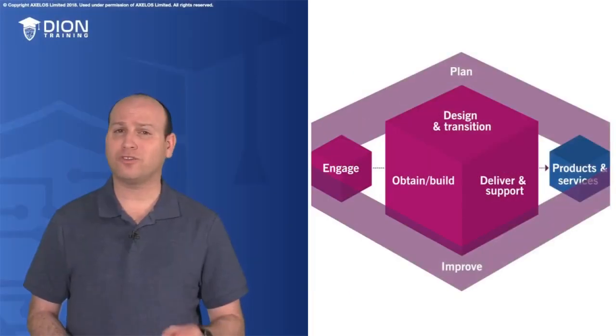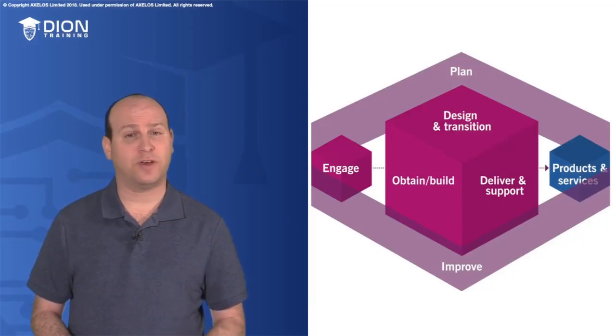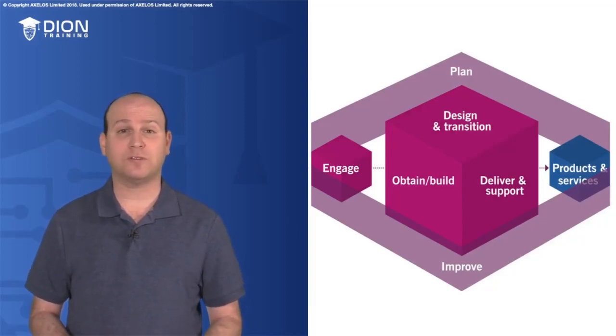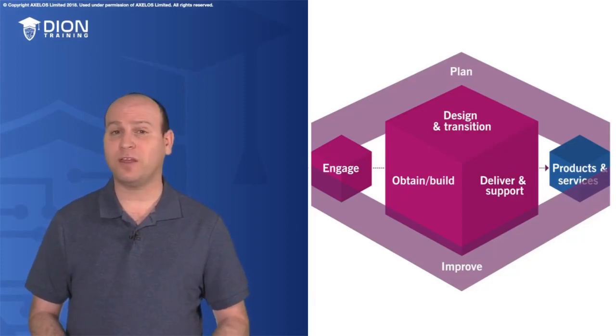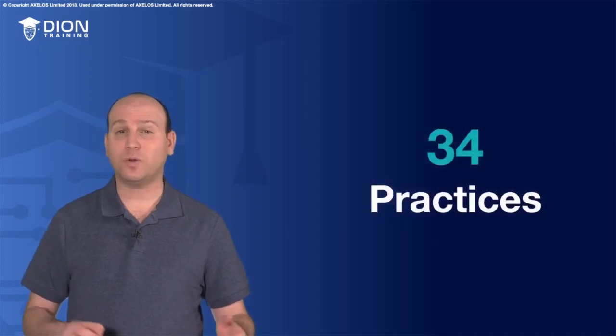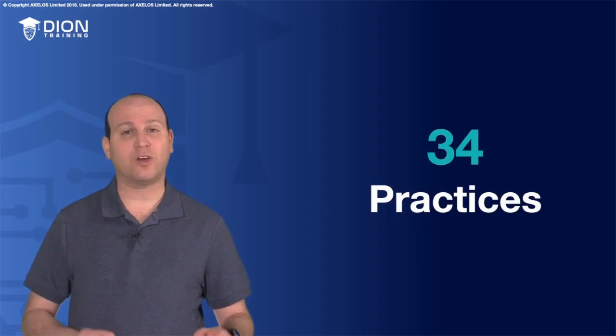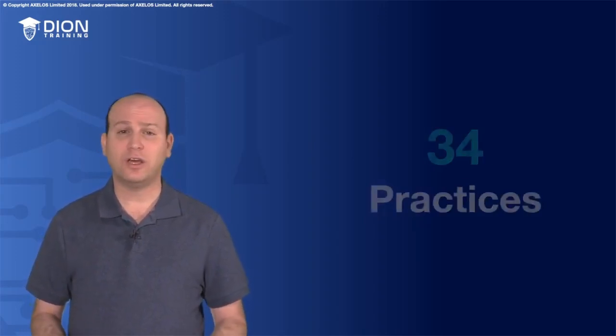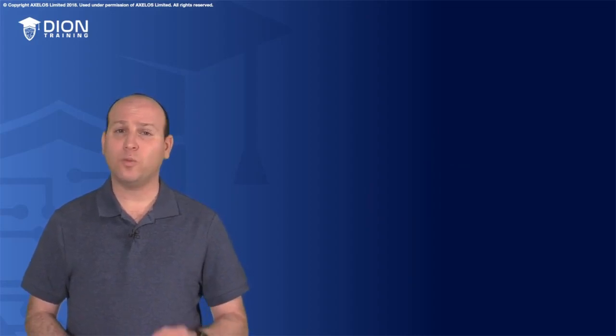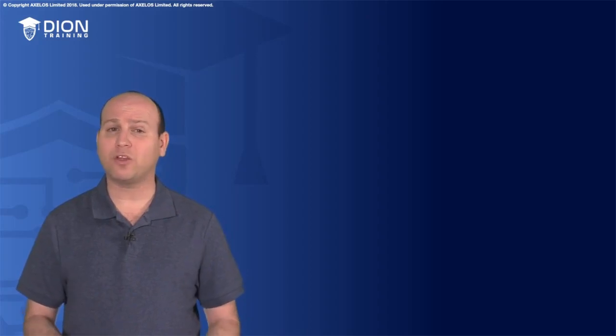Now, we also dug into the service value chain itself as part of the service value system. We explored the different parts of it, like engage, plan, improve, design and transition, obtain and build, deliver and support, and our products and services. And then we spent the last 3 sections of this course looking at the 34 different practices across ITIL 4. But now it's time for us to put it all together. So let's walk through a real-world scenario with an incident that needs to be resolved and see how everything we talked about so far will be integrated together to create the desired value.